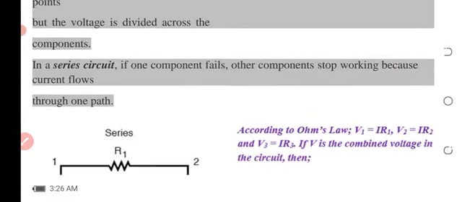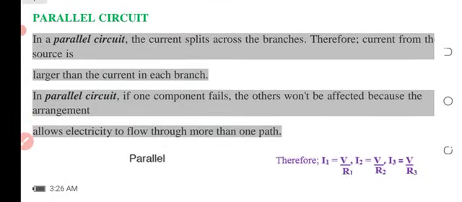Now let's quickly go to the parallel circuit. In a parallel circuit, the current splits across branches. That is, there will be branches, and current will not be allowed to follow just a single path, which makes the current coming from the source larger than the current you get across the components, because the current will be split at a point. In a parallel circuit, if one component fails, the others will continue to work, because the arrangement allows electricity to flow through more than one path.